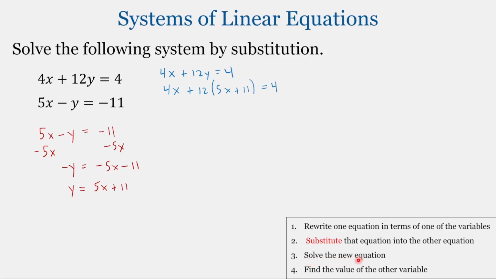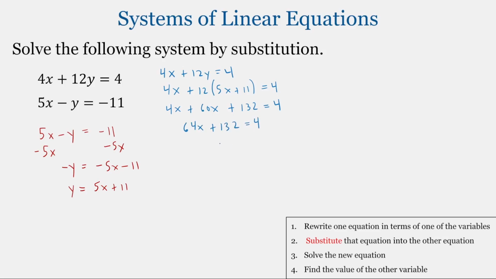We've created a new equation, and this equation has only one variable in it, the variable x. So now we can solve this new equation and find the value for x. So this is 4x plus 60x plus 132 equal to 4. We're practicing our multiplication tables here. Combining like terms, we get 64x plus 132 equal to 4.